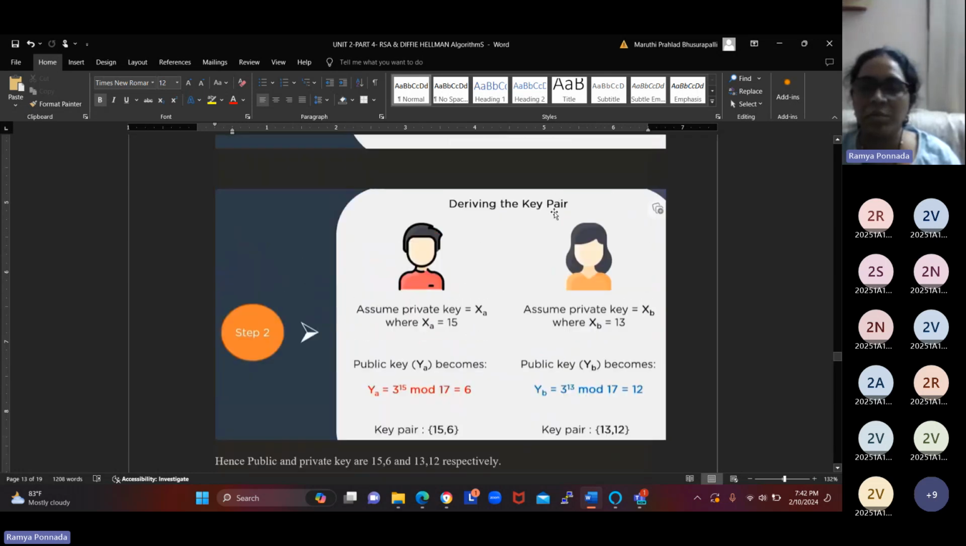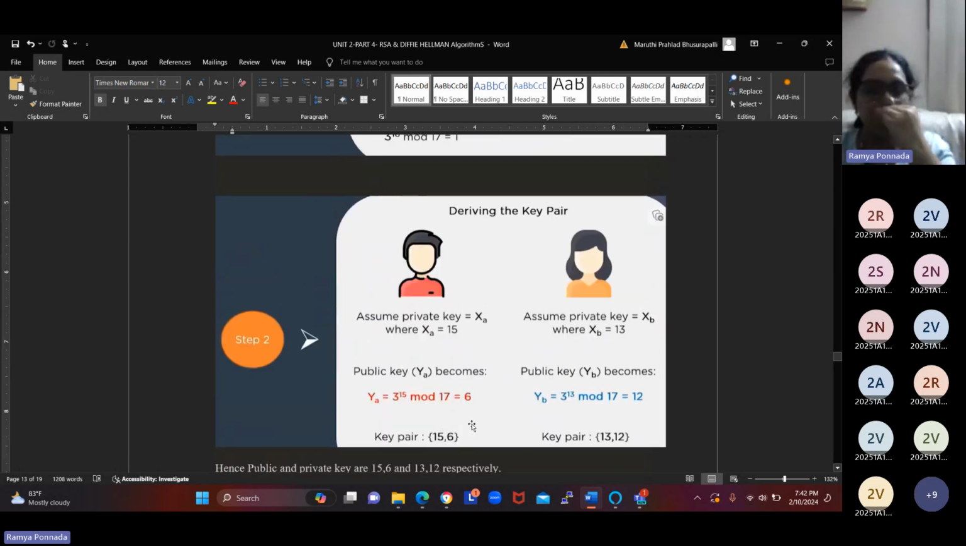Step number 2: you want the key pair to be derived. On the sender side you want to derive the key pair, both the public key and the private key, and on the receiver side also you want to derive the private key and the public key. If you observe, XA is going to be 15.